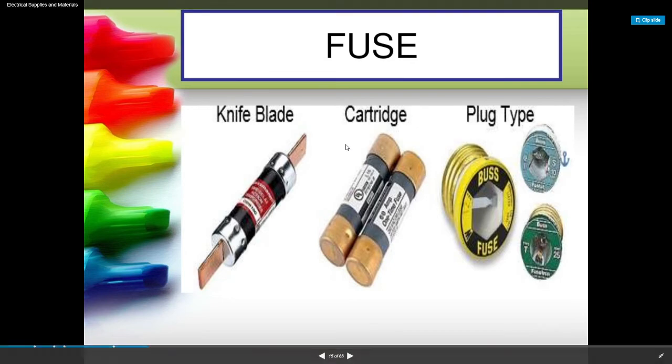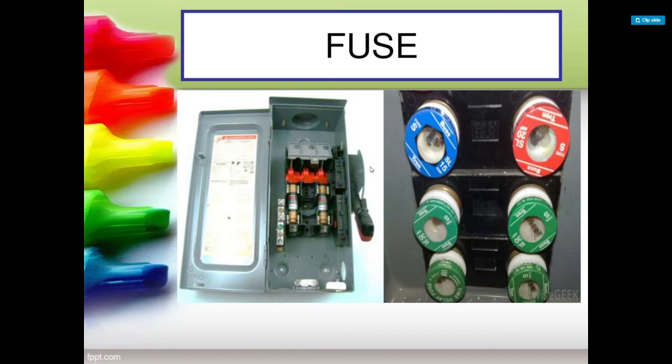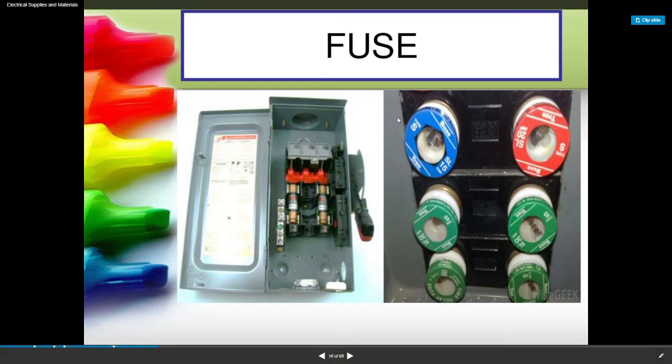Okay? So these are the different types of fuse. It could be a knife blade, a cartridge type, and a plug type. Alright? So this is how fuse are used in our houses. Sometimes we call this one a safety switch or main switch. All right. So these are how the fuse are used.